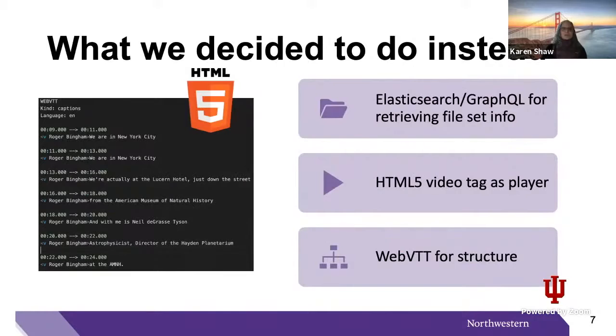So what we decided to do instead was not produce any manifests at all for our AV content. We would just retrieve file set info and metadata, either from Elasticsearch or GraphQL, depending on which of our apps was calling. We'd use an HTML5 video tag as the player, and we would use WebVTT to contain the structure.